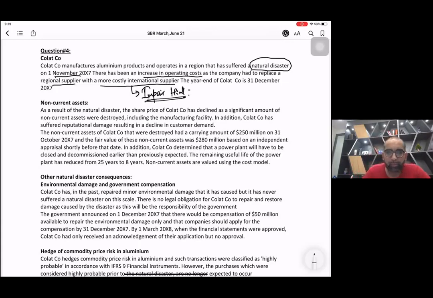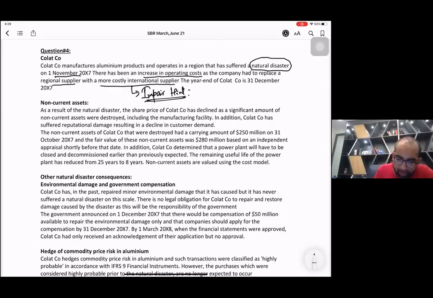Okay. Because there is one requirement in which they will ask you, is there any need of impairment testing? So yes, we do impairment testing whenever we get a hint of impairment. So we got the first hint. Let's see, there are many hints.